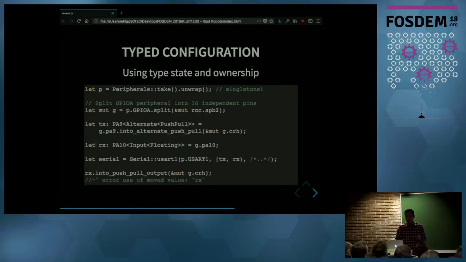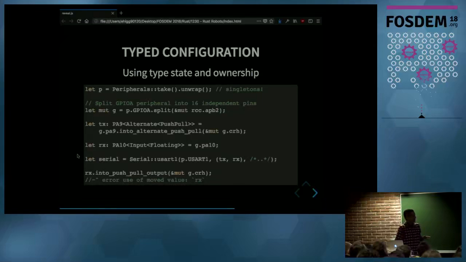In line number 4, we have simply assigned the pin PA10 to the RX variable. And we have, again, the name of the pin in the type, PA10, but the state is different. It's in input mode. And the next thing we do is we create a serial interface. And to create that, we pass both TX and RX by value.